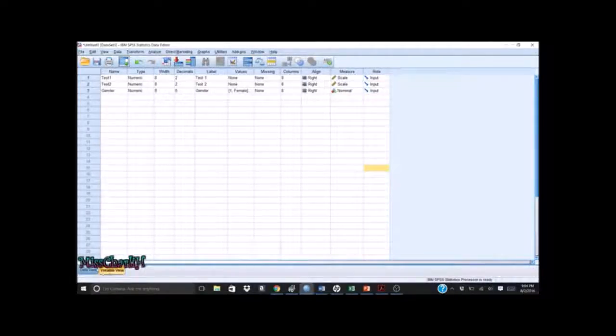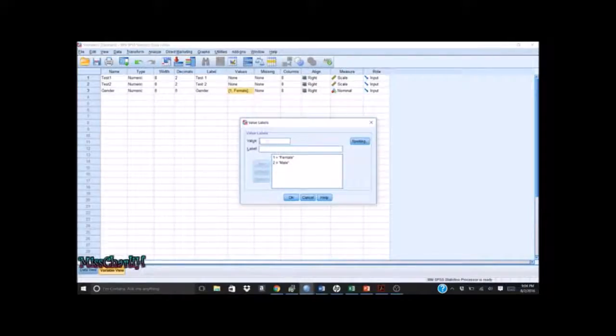I've got the data view and the variable view. I'm in the variable view right now, down here in the bottom corner, and this variable view is showing me what my variables are. My first variable is the scores from test 1. My second variable has the scores from test 2. And my third variable is the gender of the students. We can see that the variable has been labeled 1 is female and 2 is male.